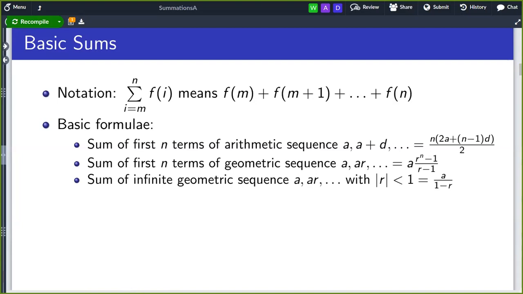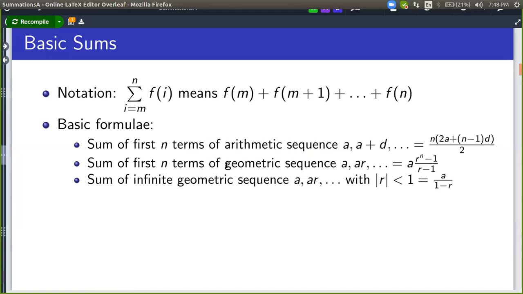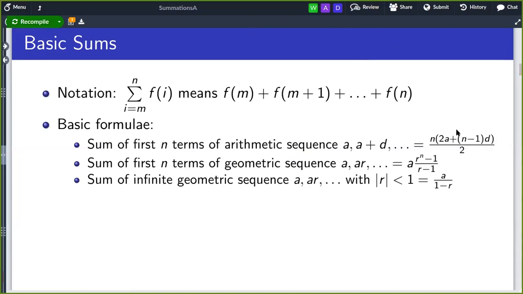And then there's some basic formulas you should know for sums. The sum of the first n terms of an arithmetic sequence of the form a plus d, a plus 2d, dot dot dot, is going to be n times 2a plus n minus 1 d, all over 2. The sum of the first n terms of a geometric sequence of the form a, ar, ar squared, dot dot dot, is going to be a times r to the n minus 1 over r minus 1. And finally, the sum of an infinite geometric sequence of the form a, ar, ar squared, dot dot dot, with the magnitude of r less than 1 is going to be a over 1 minus r. I'm sure you have all seen these formulas before, so we're not going to go over the proof.